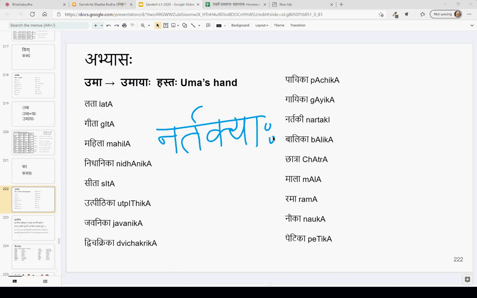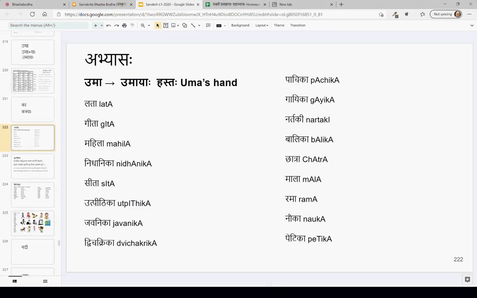Okay. Nartakyaha kim bhavati? Any other matching word you want to go with? Nartakyaha bhushanam. Vastram. Nrityam. Bhushanam means ornament, for people for whom the word might be new.